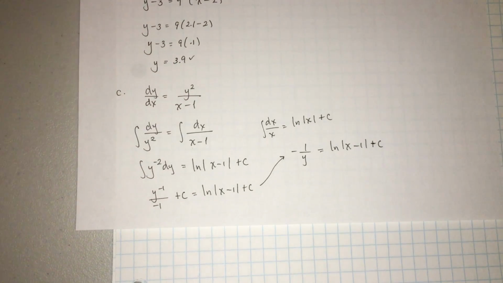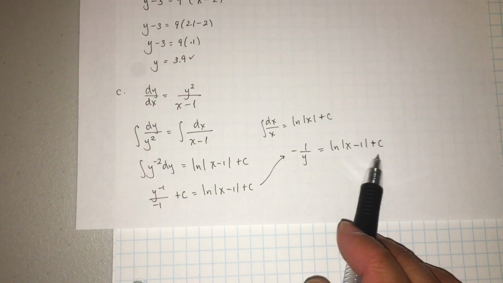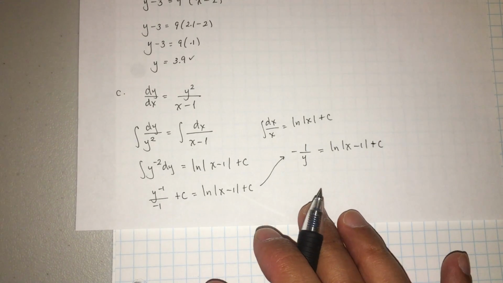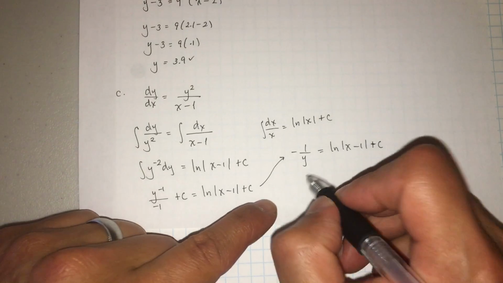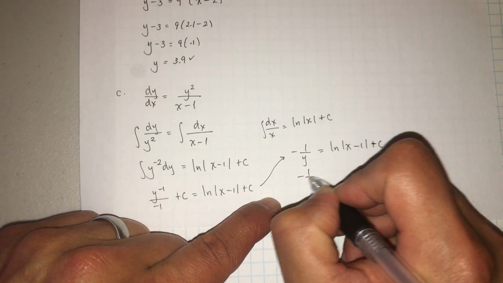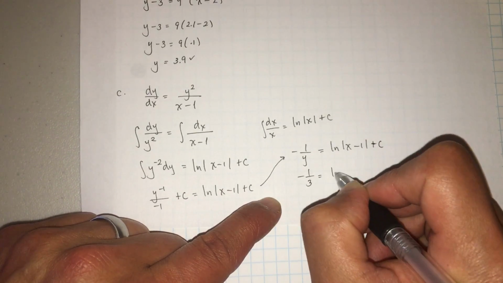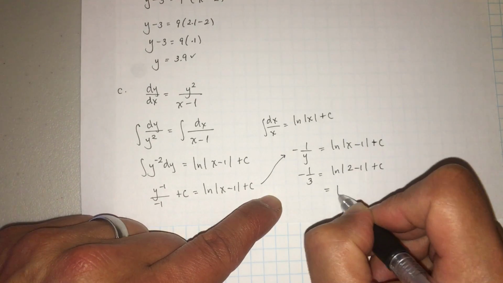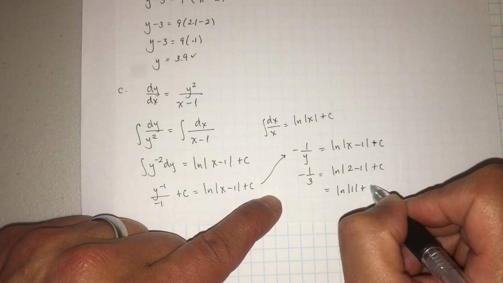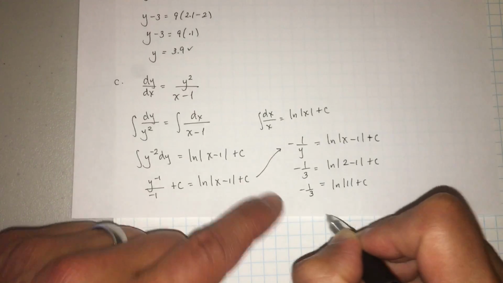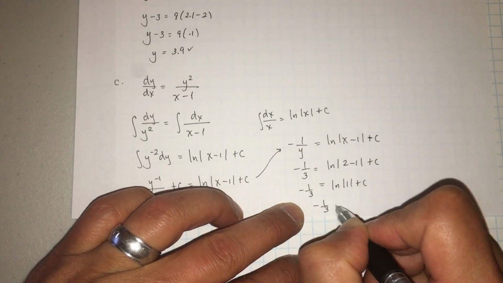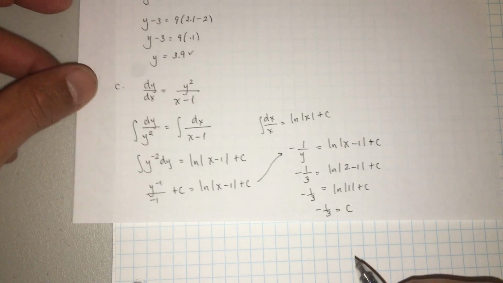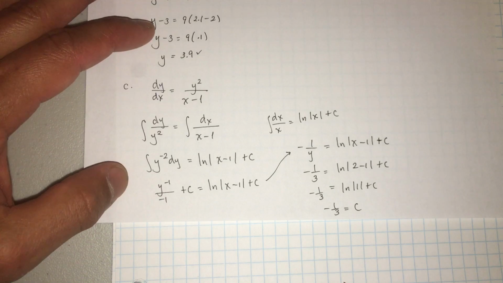All right, now that I'm here, what do I do? Well, I got to find that constant. So try to find that constant as soon as possible. That way we can just get it out of the way. So the initial condition is 2, 3. So when x is 2, y is 3. So ln of 2 minus 1 plus c. And then you get ln of absolute value of 1. Well, the absolute value of 1 is 0. So that means your c ends up being negative 1/3. And that helps you out a lot. Okay, it makes your life a lot easier.